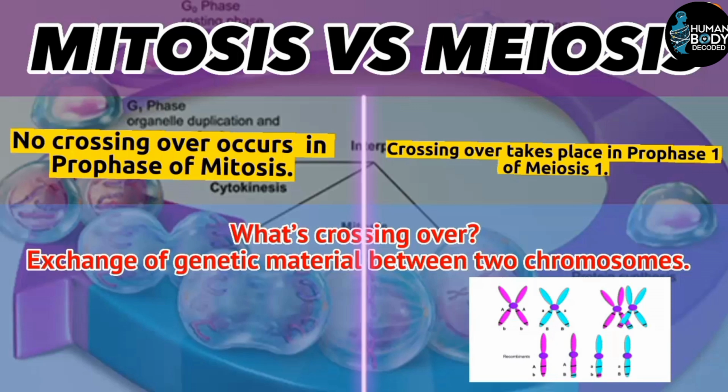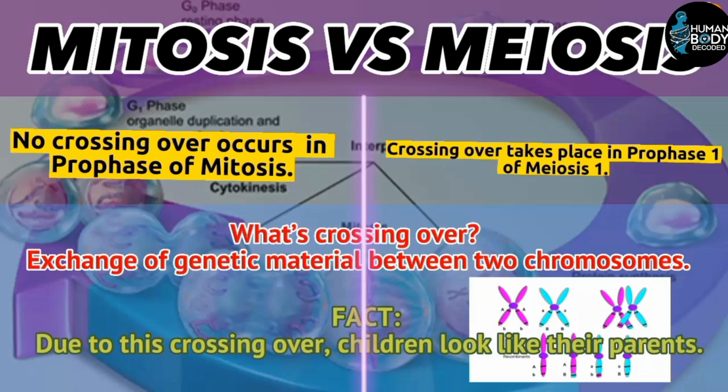And do you know what makes crossing over so interesting? It's the reason why children aren't 100% identical to their parents. There's always a little variation.